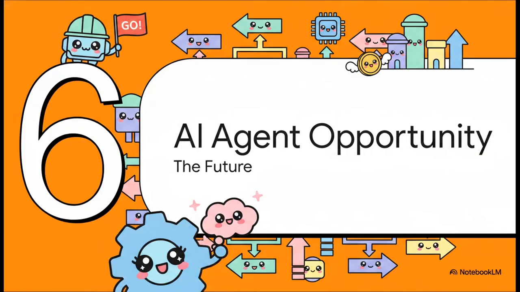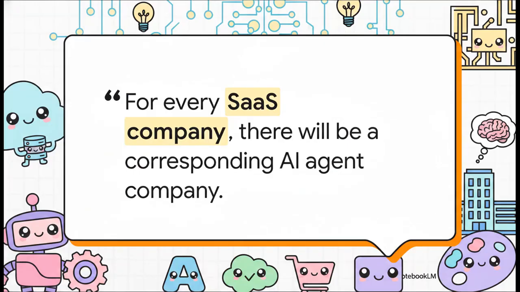Finally, Section 6, the AI agent opportunity. Now that you understand the architectural blueprints, from those self-correcting reflection loops to complex hierarchical coordination, let's talk about why this actually matters for your career and the broader market. This is a massive takeaway derived from some incredible advice out of Y Combinator. For every SaaS, or software as a service company, there will be a corresponding AI agent company.